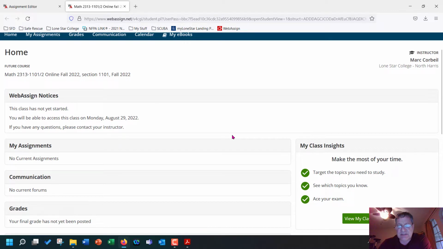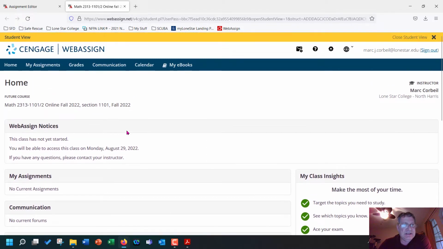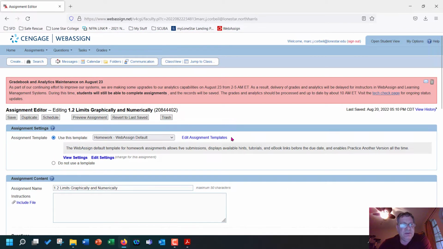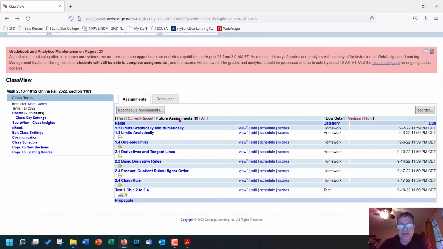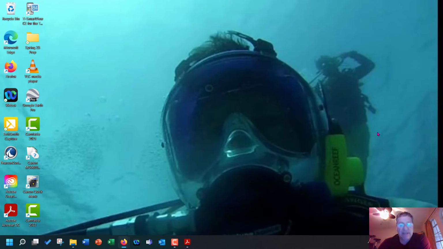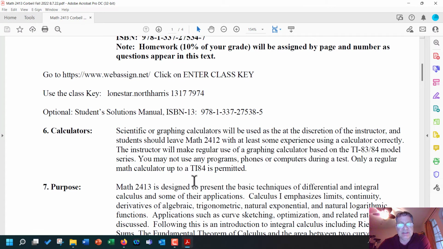You'll see assignments, view my class insights, and you don't see anything right now because there's no assignments by date, but you will see that once you get into the program. You will see the assignments and they will look like this and they will populate. So that is the textbook and the WebAssign. Let's go back to the syllabus.